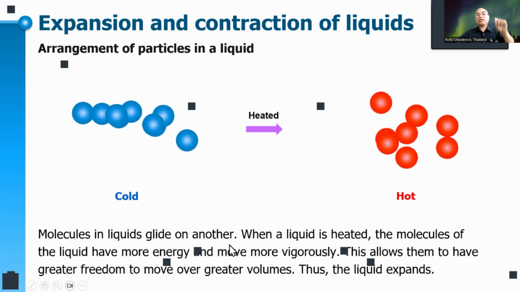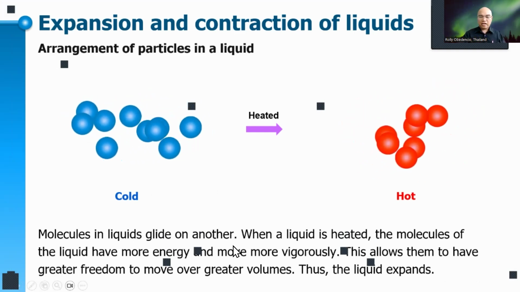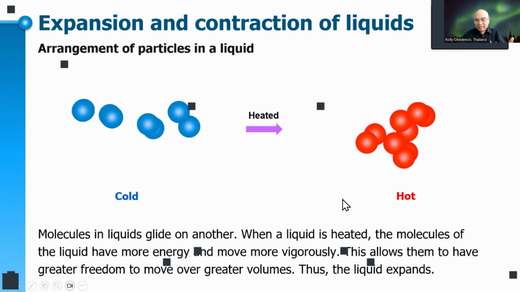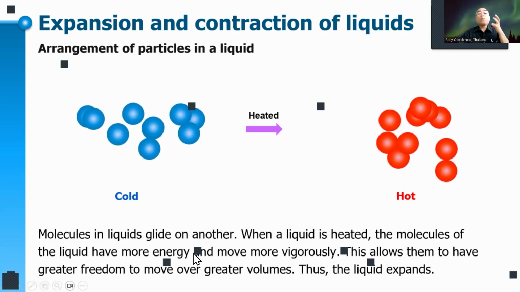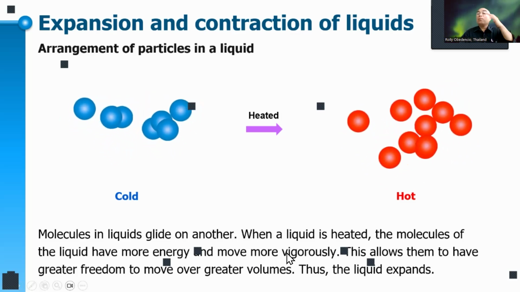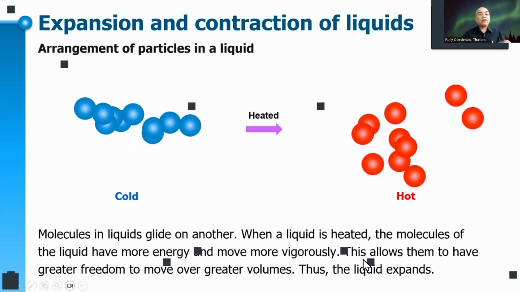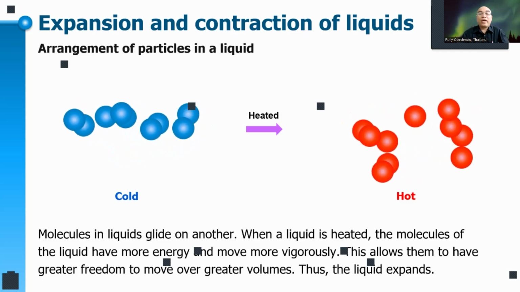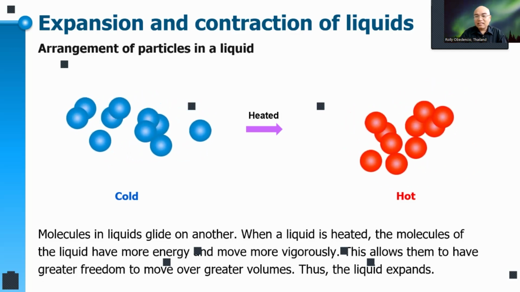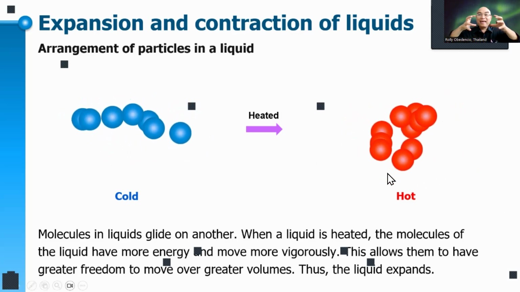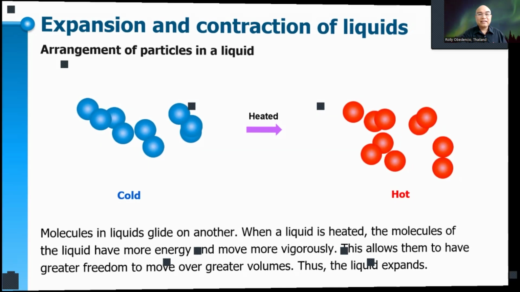So molecules in liquids glide over one another. When a liquid is heated, the molecules of the liquid have more energy and move more vigorously. Okay? So this allows them to have greater freedom to move over greater volumes. Thus, the liquid expands. All right?